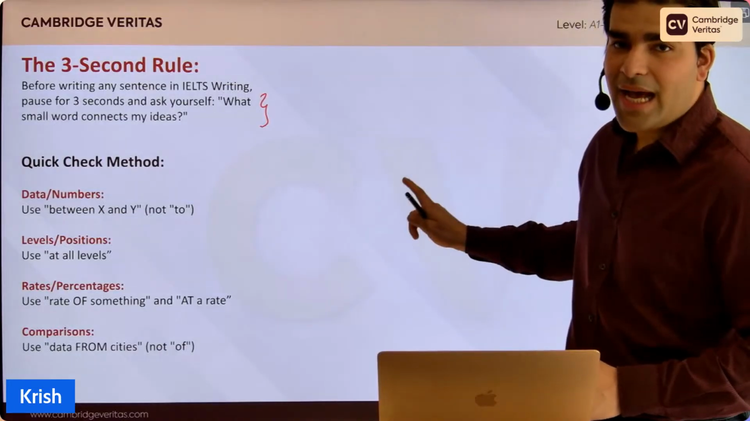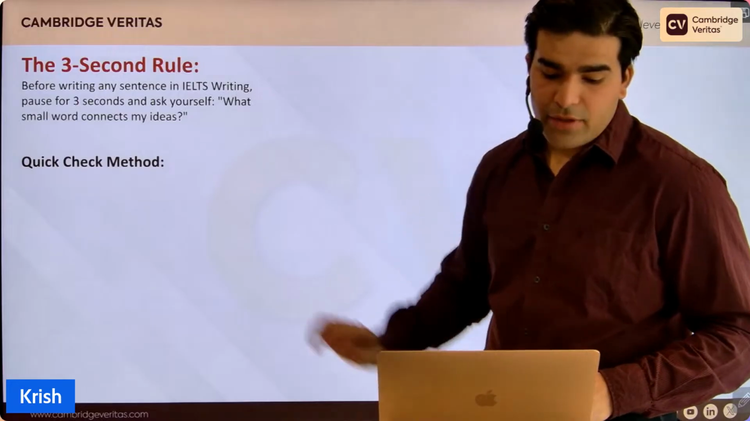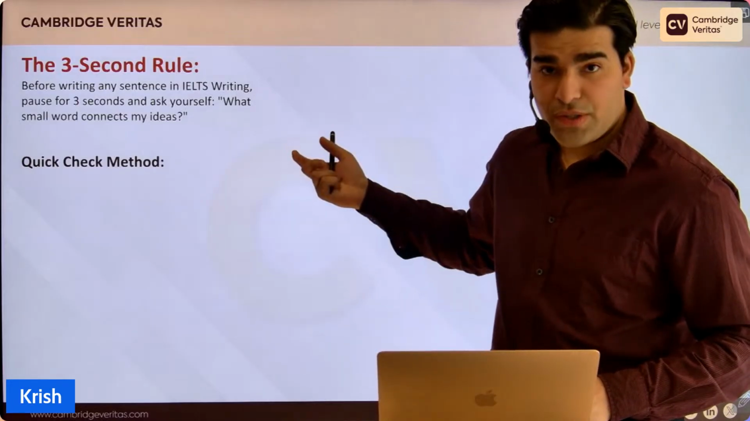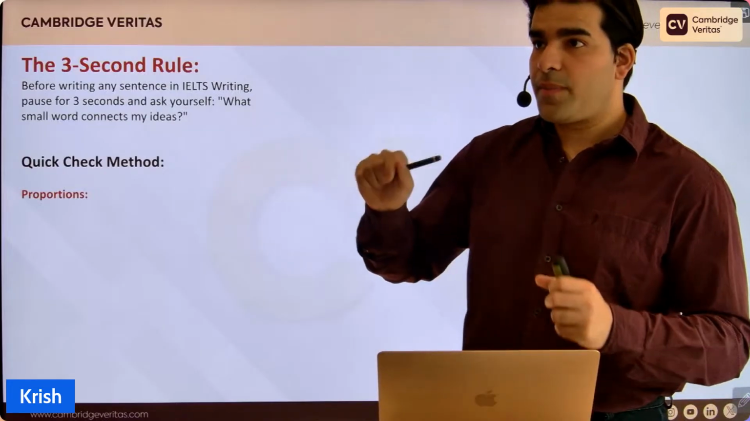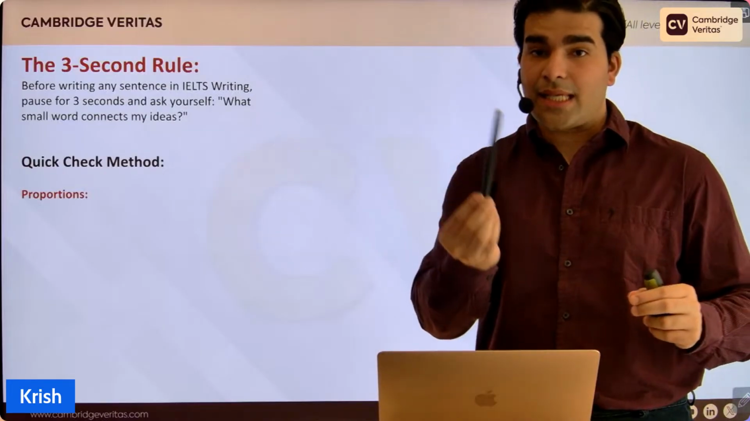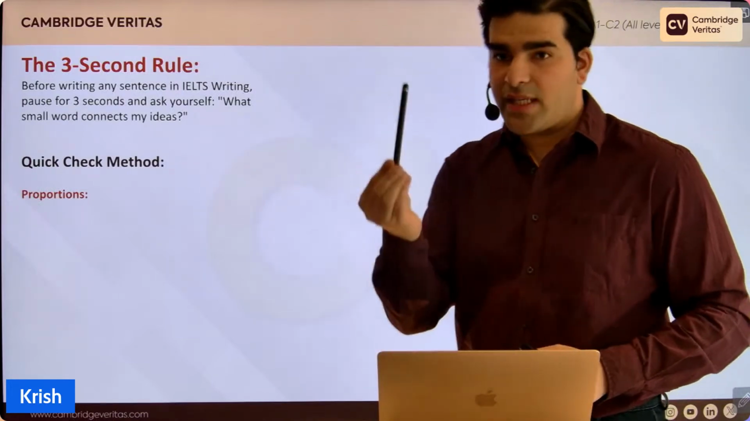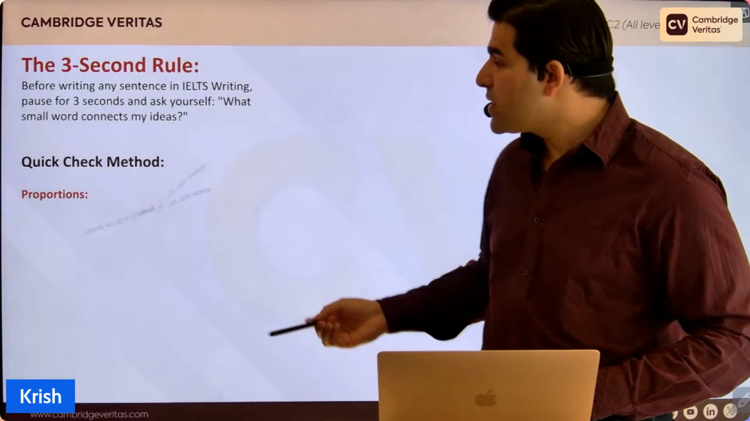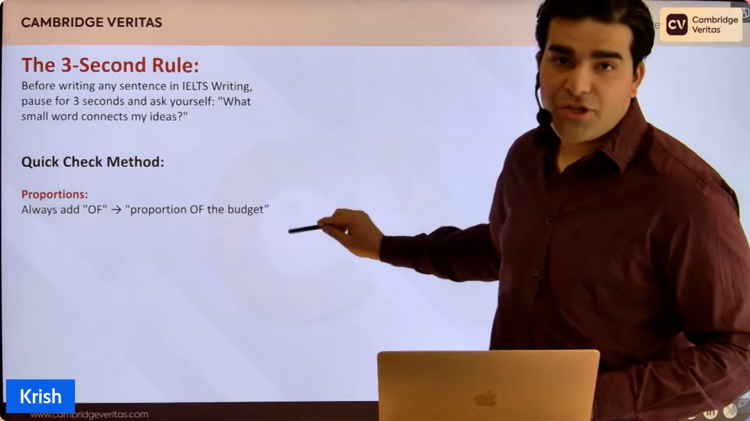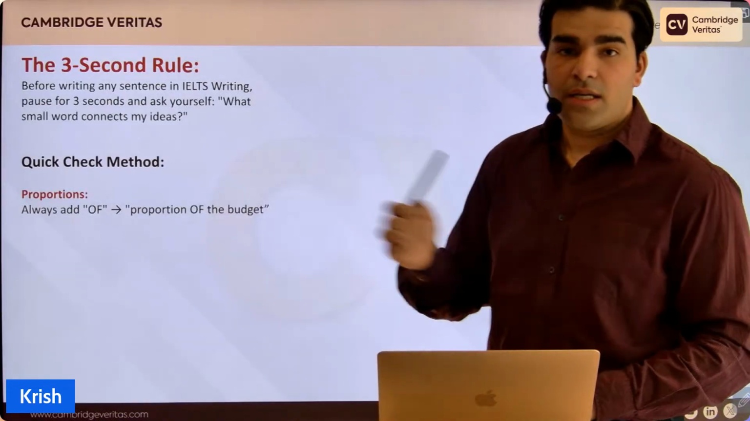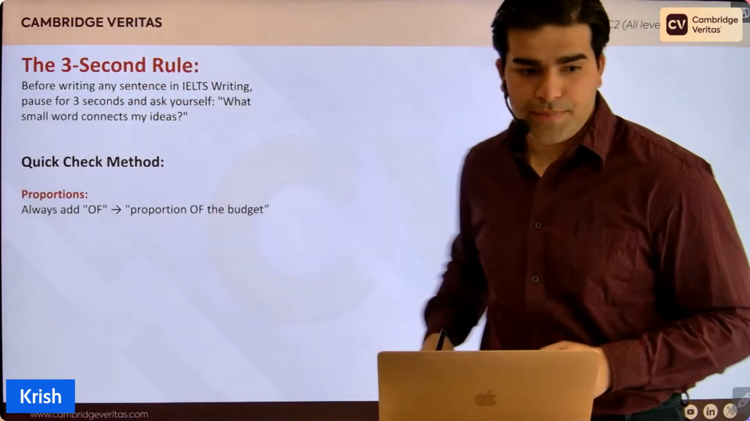The next slide is the last slide to remember. What if you're talking about proportions of something? For example, this pen is part of this screen. So, it is a part of it. What do we say? We use the word of. We always add of: proportion of the budget, part of the whole, basically.